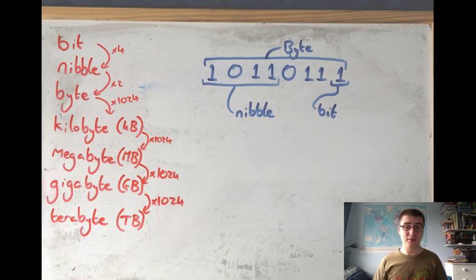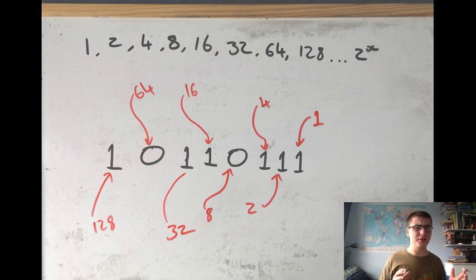Then you have kilobytes, which are made up of 1024 bytes each. This is very simply because in denary, our ordinary everyday counting system, the units go up in tens. Whereas binary counting goes up rather oddly. It goes up in orders of 2 to the power of x. So the first digit from the right is 1, the second is 2, the third is 4, the fourth is 8, and so on.